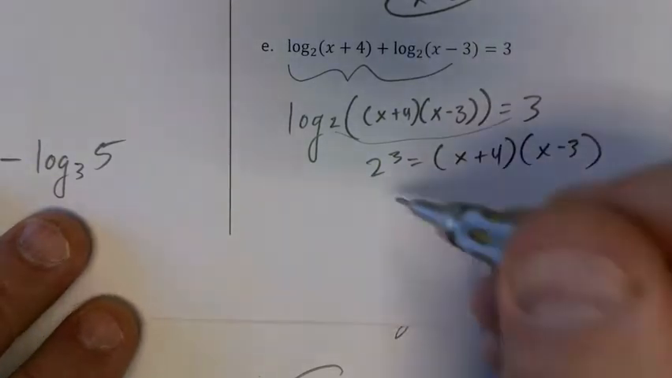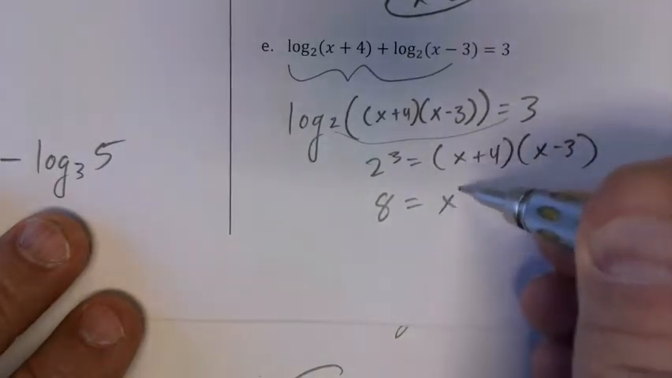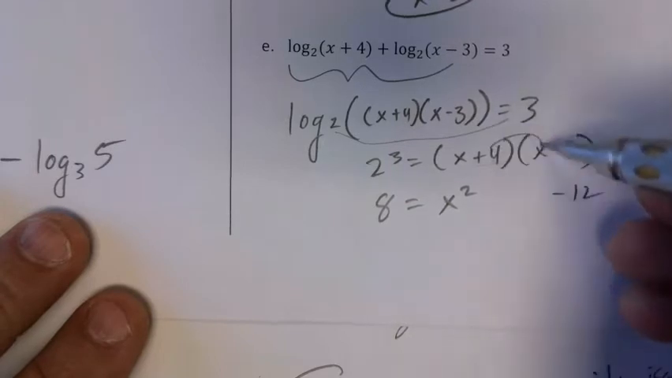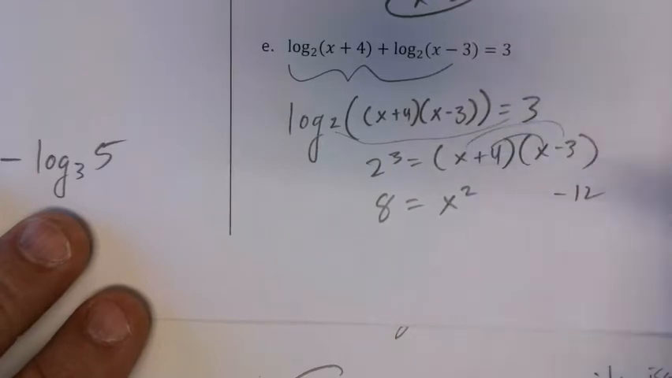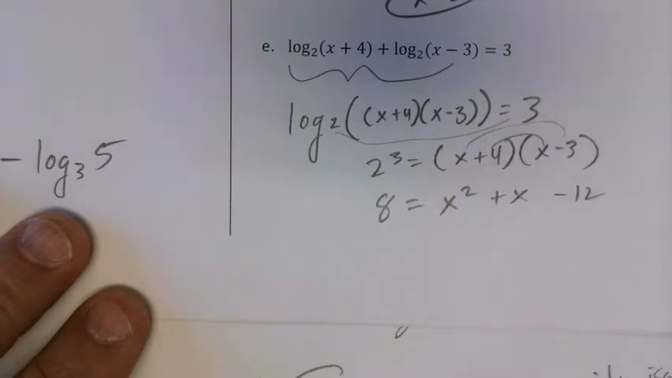Cool. Solve what's left. 2 to the power of 3 is 8. This multiplied out, x times x is x squared. 4 times negative 3 makes negative 12. 4 times x makes 4x. Negative 3 times x makes negative 3x. 4x minus 3x makes a positive x.